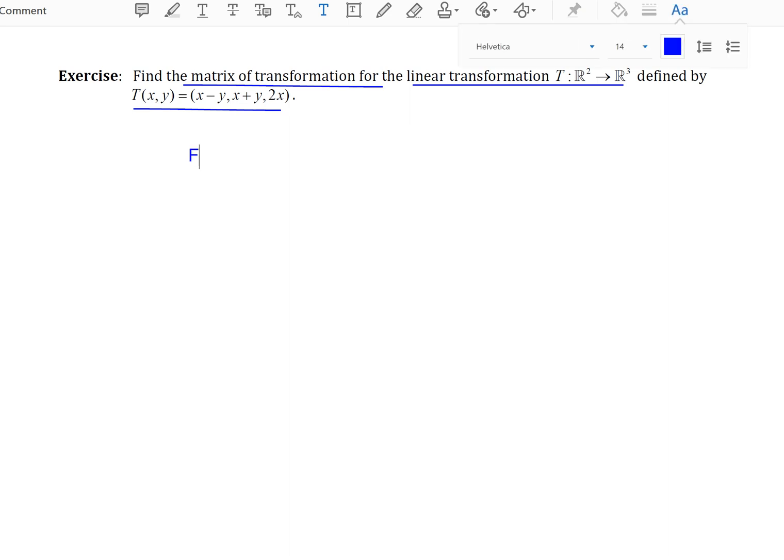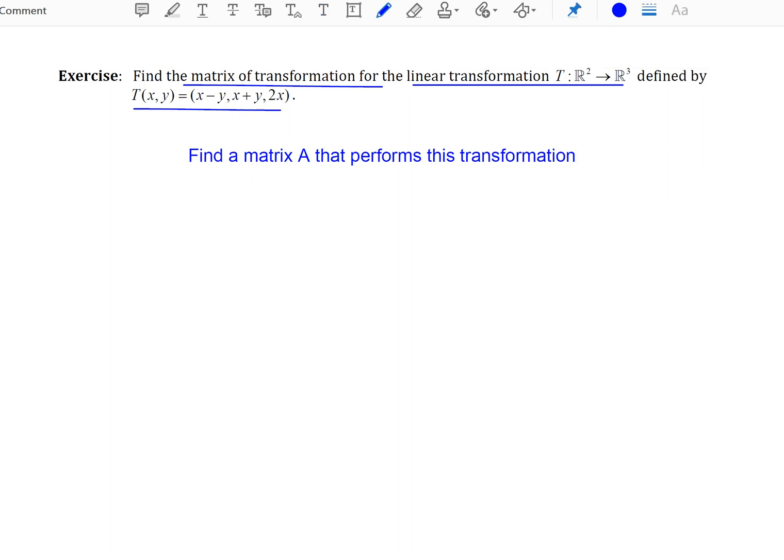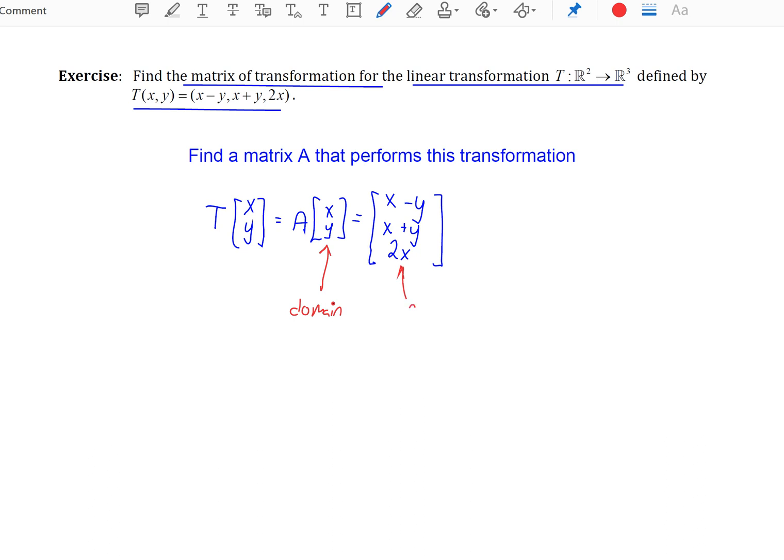Okay, let's see how we did. Again, we want to find a matrix A that performs this transformation. To put it another way, we want to find a matrix that takes an ordered pair xy, that when you multiply by this matrix, it takes xy and gives you back x minus y, x plus y, and 2x. So we're trying to go from an element in our domain, an ordered pair, and find an element in our codomain, an ordered triple, that does this.